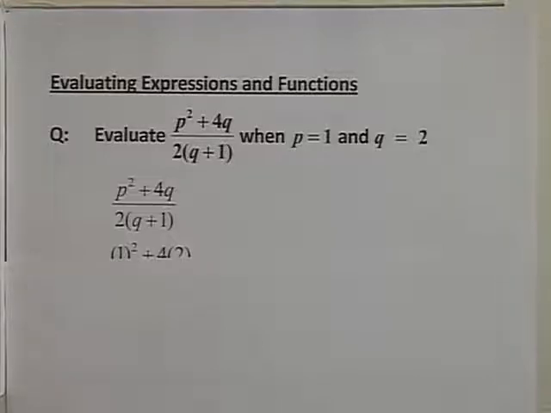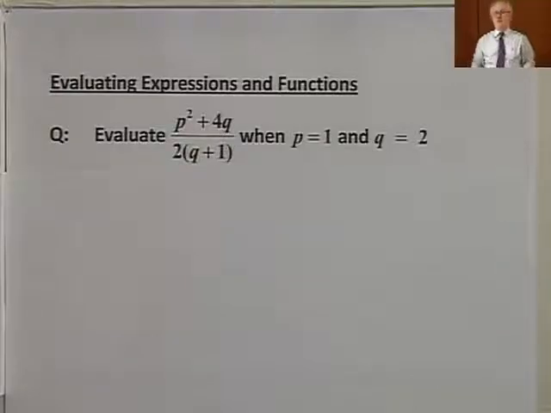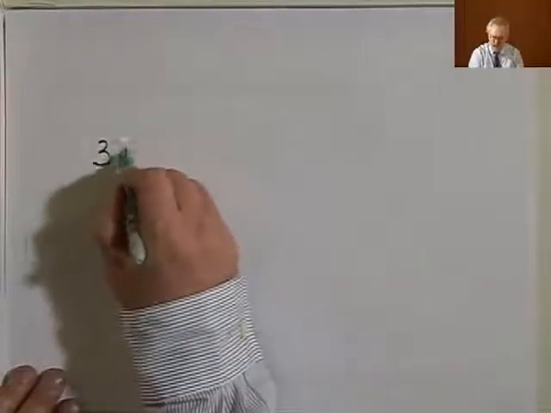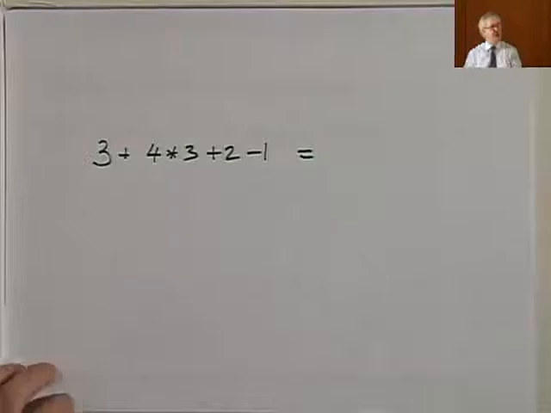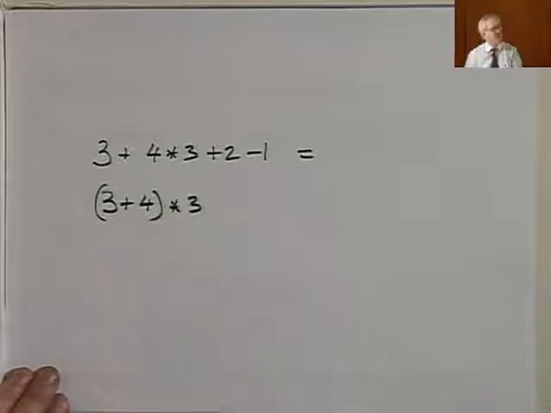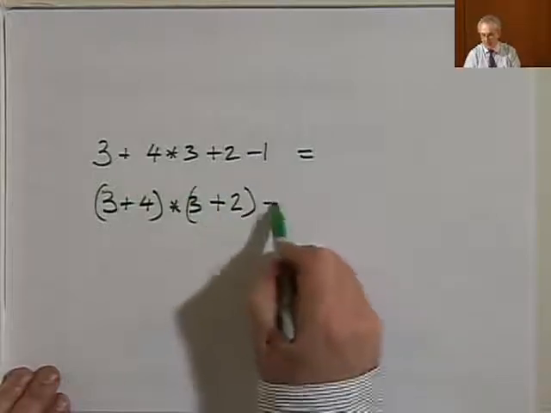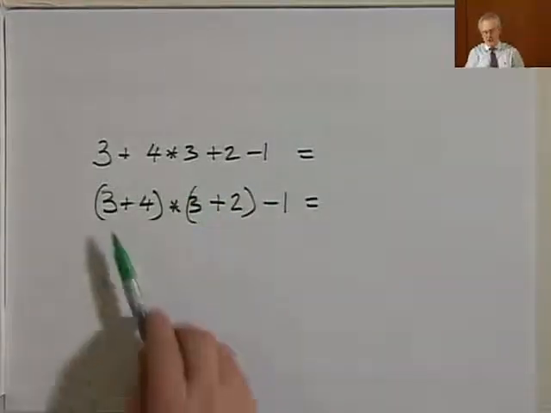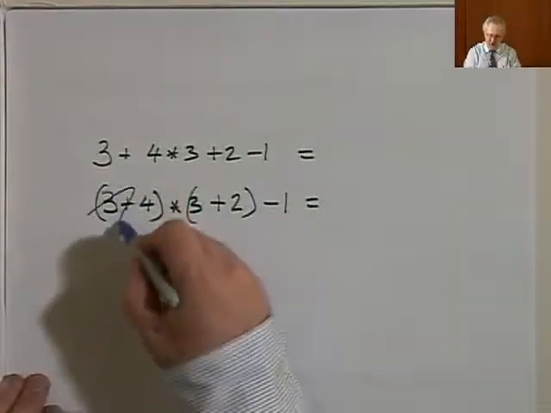Okay, we're going to evaluate some expressions, and we're starting here with p squared plus 4q over this thing on the bottom. We're just asked to plug in numbers, really. This is arithmetic, but the order in which you do things is important. For example, 3 plus 4 times 3 plus 2 minus 1 is not the same as 3 plus 4 times 3 plus 2 minus 1. You can't just assume there are brackets wherever you want them to be. And there is an order for this.